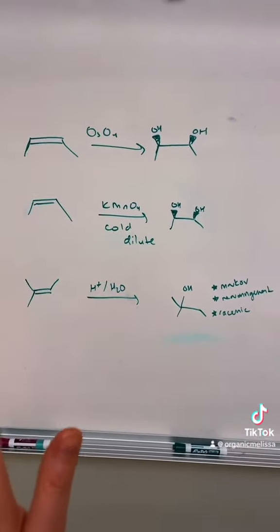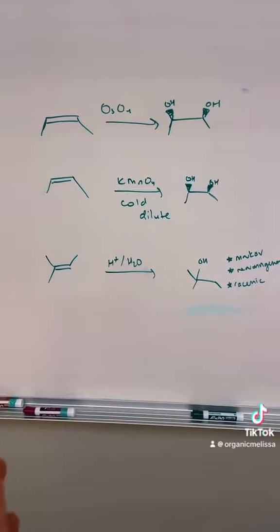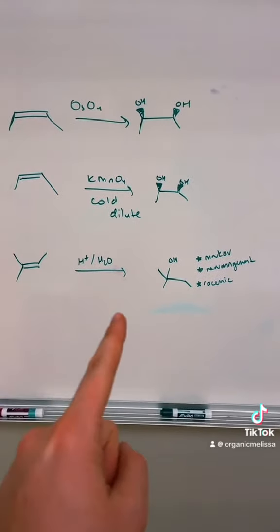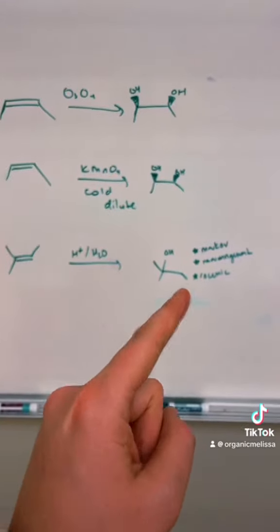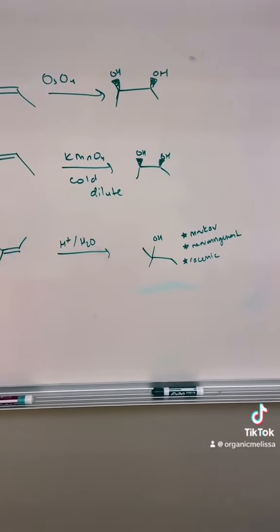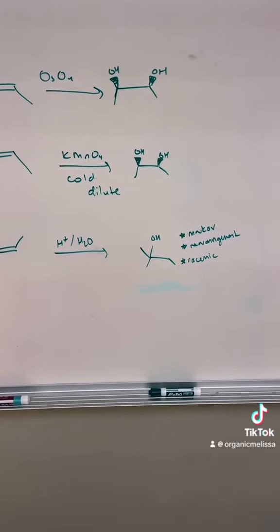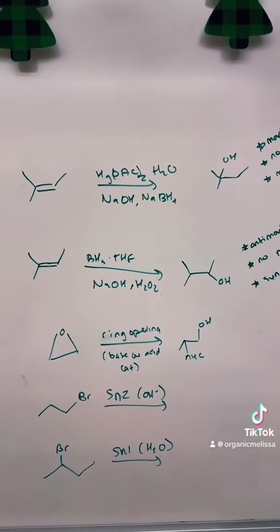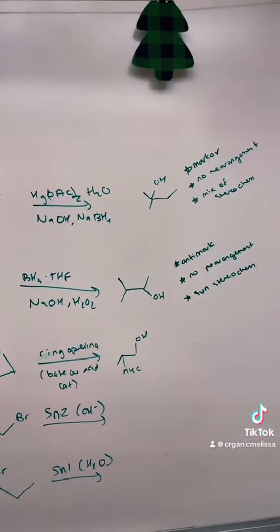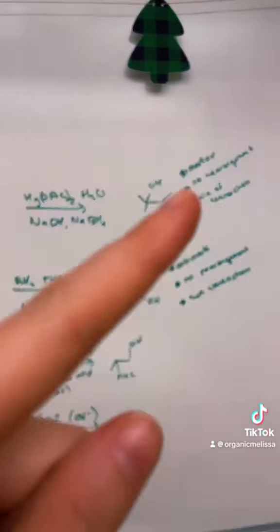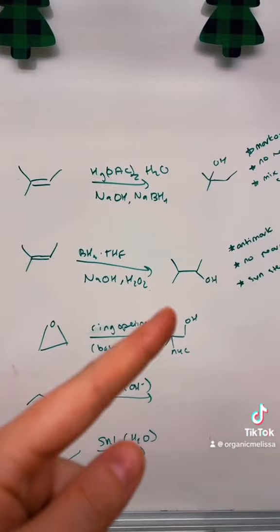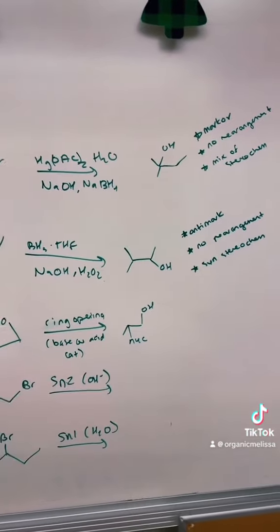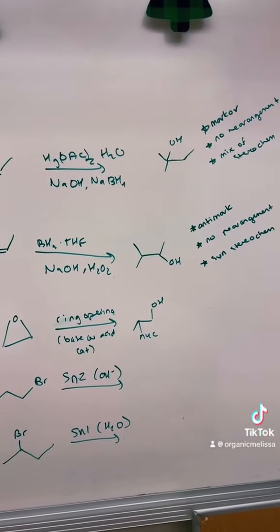Then I look at the 3 ways to add water across a double bond. We spent a ton of time on this in chapter 8, I believe. You can add H+ and H2O, water and acid, and that gives you alcohol adding Markovnikov. There's rearrangement, and it gives you a racemic mixture. The next one in this series is oxymercuration-demercuration, and that adds Markovnikov as well, but it does no rearrangement, and you get a mix of stereochemistry again. And then you have BH3·THF, which adds anti-Markovnikov. You get no rearrangement, and there's syn stereochemistry.